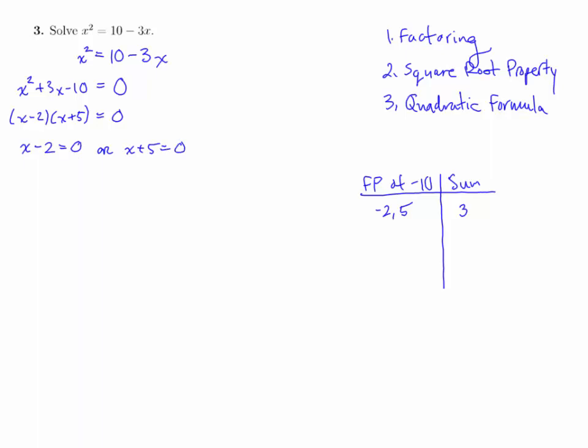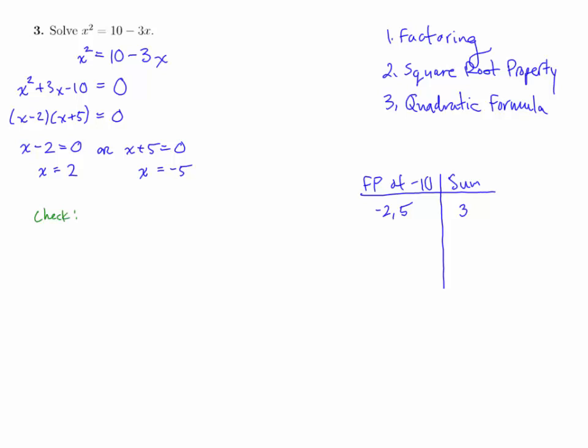Solving each of those, these are just linear equations now. X minus 2 equals 0, I add 2 to each side, and I find that x equals 2. With x plus 5 equals 0, I can subtract 5 from each side, and I'll find that x equals negative 5. So now I have two solutions proposed. I can check them, which in general we want to do, and I'll check back into that original equation.